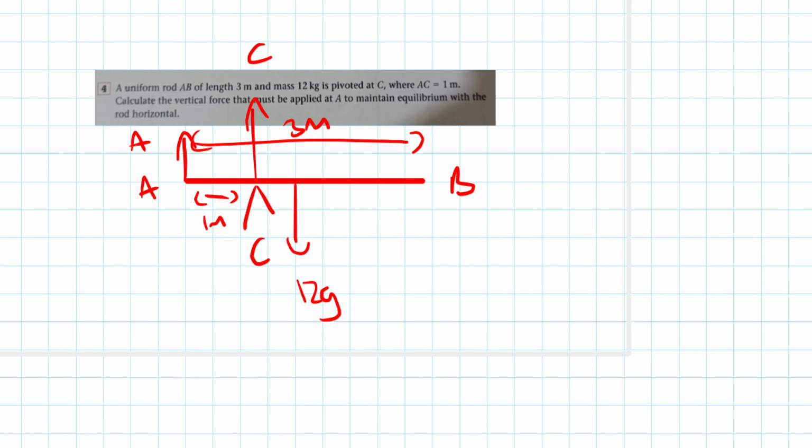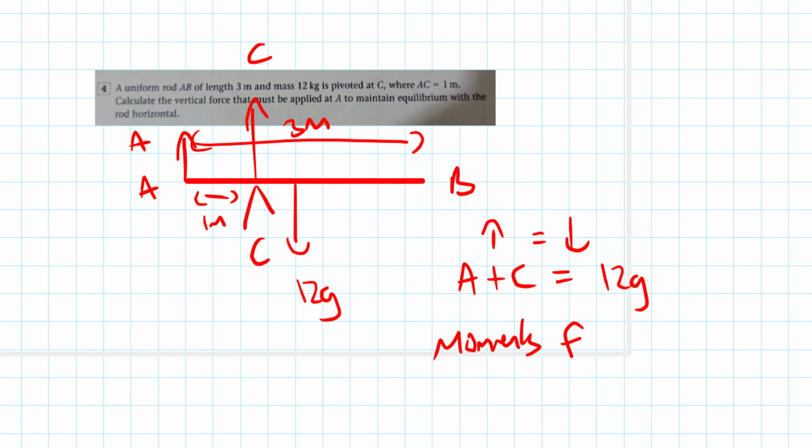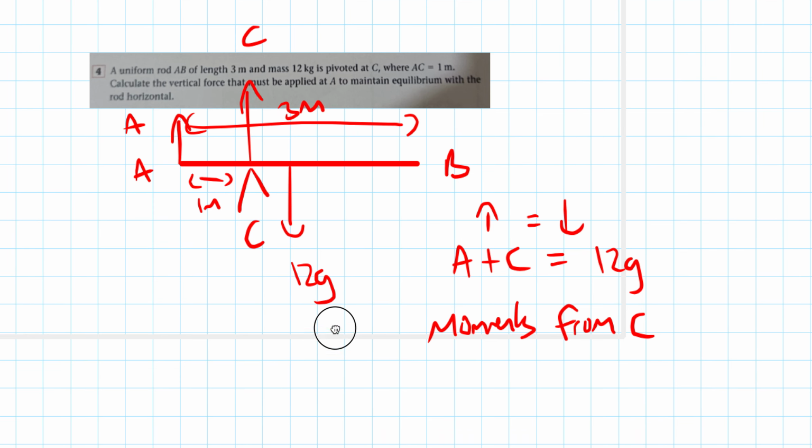So we need to solve this, so it's going to be A plus C is equal to 12g, and that comes from the upwards forces equals the downwards forces. We're then going to take moments, so we've got two unknowns here. We've got an unknown at C and an unknown at A. We simply want to find what A is, so we're going to take moments from C because we don't know what C is, and therefore taking moments from there will get us our answer to A directly.